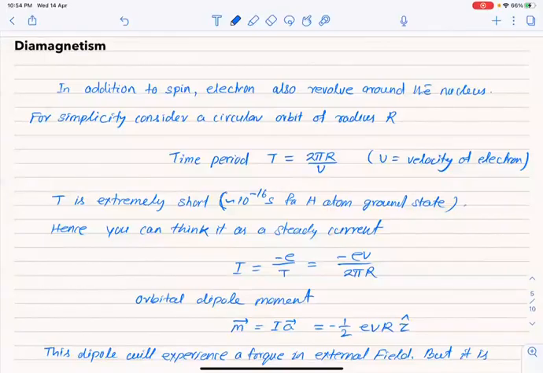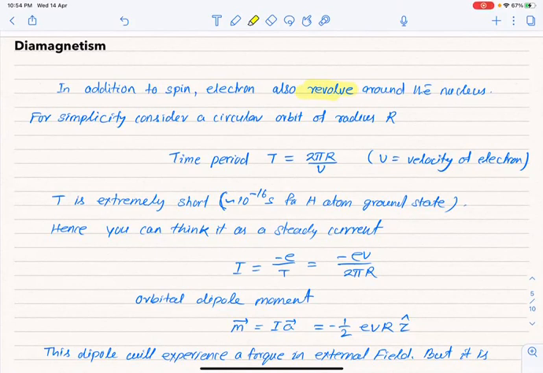So in the previous lecture, we discussed paramagnetic effects, where we associated a dipole moment to the spin of the electron. Now, as you know, in addition to the spin, electrons also revolve around the nucleus. Okay, so they have an orbital motion. Now, this orbital motion can also be thought of like a current loop.